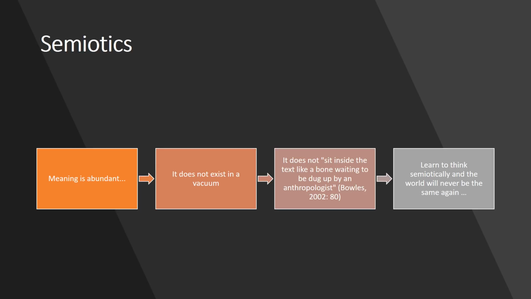So meaning is abundant, and as a result of that, it doesn't exist in a vacuum. Meaning doesn't exist in a vacuum. As Kate Bowles says in her chapter in the textbook, The Media and Communications in Australia, meaning doesn't sit inside a text like a bone waiting to be dug up by an anthropologist.